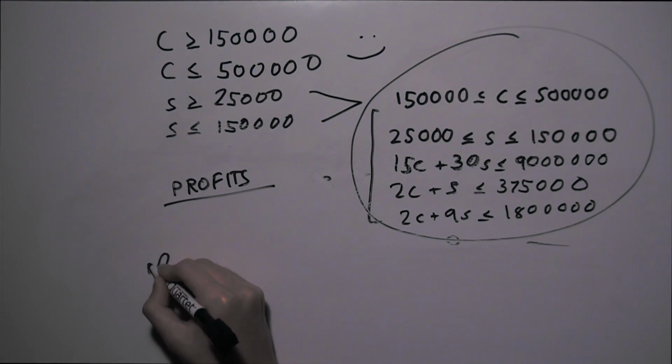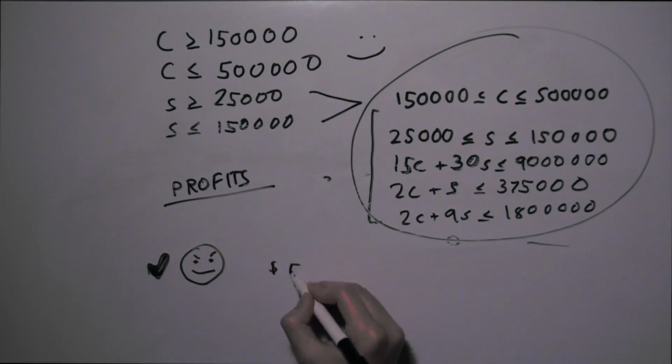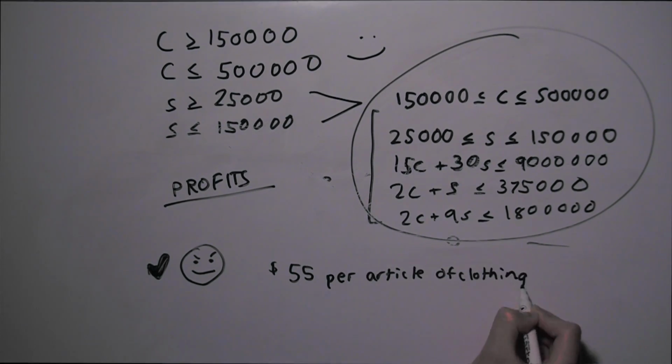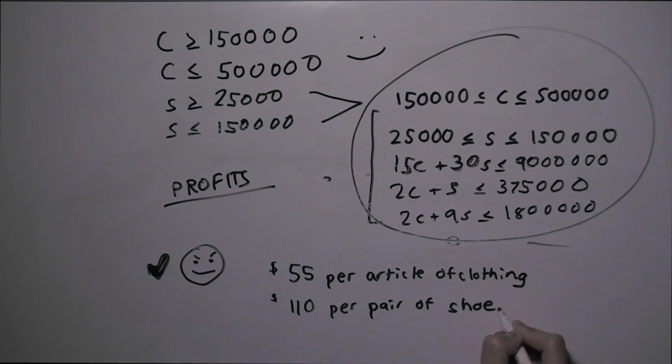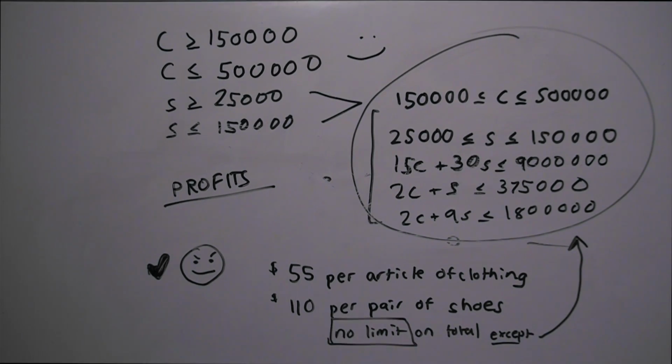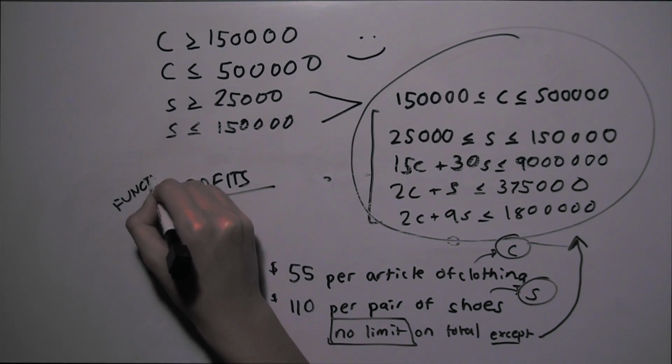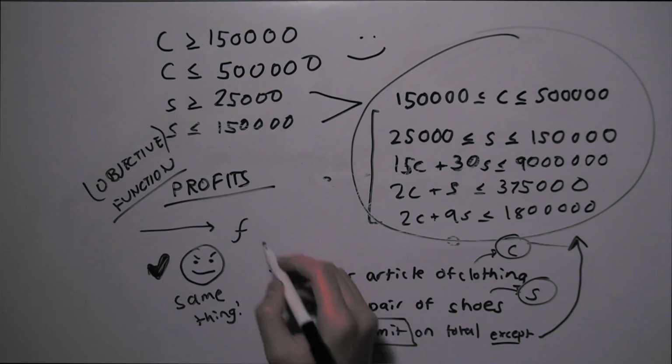Nike being the evil corporate company that they are, we're going to charge an average of $55 per article of clothing and $110 per pair of shoes. Unlike our constraints earlier, there is really no limit. We're trying to maximize this within the bounds of our constraints. So it's essentially the same thing, but we're going to call it a function, or if you're feeling fancy like you do all the time, an objective function.